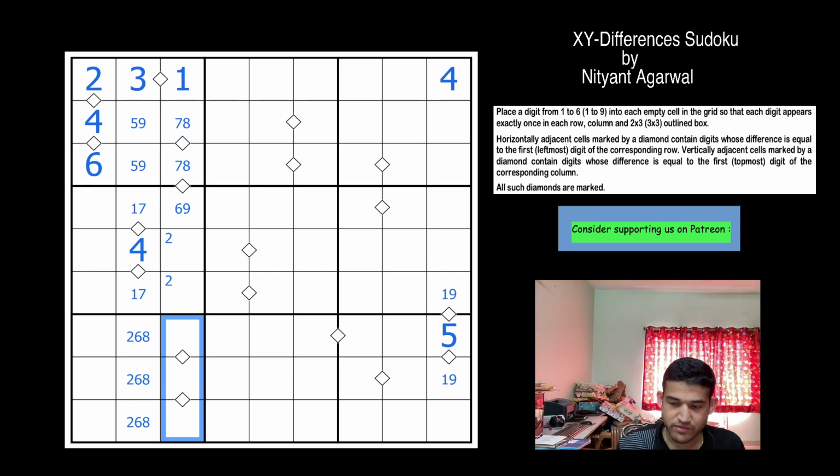So 1, 7, 2, 6, 8 are eliminated. The only possibility is 3, 4, 5, 9. And you know that the difference has to be 1 between the cells. So the pattern of digits would have to be 3, 4 and 5. 4 goes here and 5 is here. So 5 goes here, 3 goes here. And this is 1, 7, 9.